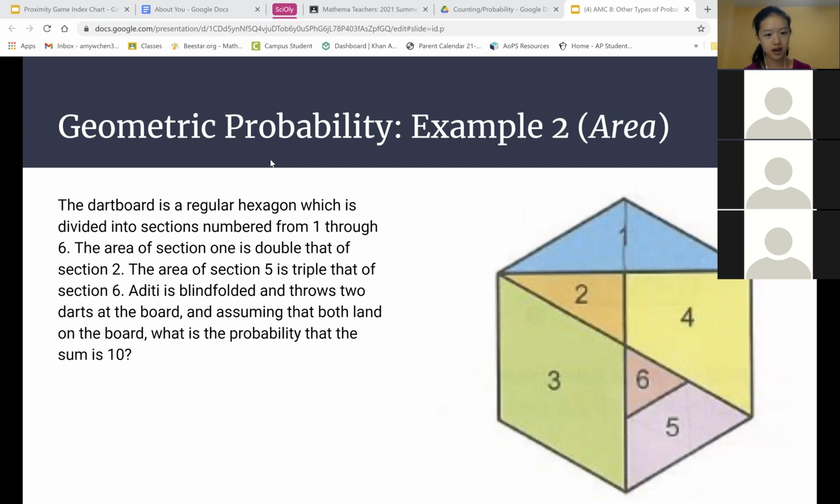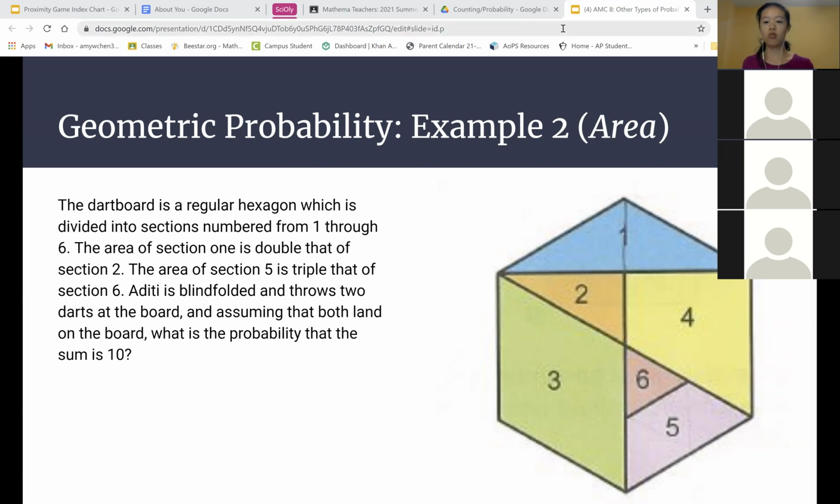So this dartboard is a regular hexagon, which is divided into sections numbered from 1 through 6. The area of section 1 is twice that of section 2. And the area of section 5 is 3 times the area of section 6. A DC is blindfolded and throws 2 darts at the board. Assuming that both land on the board, what's the probability the sum is 10?